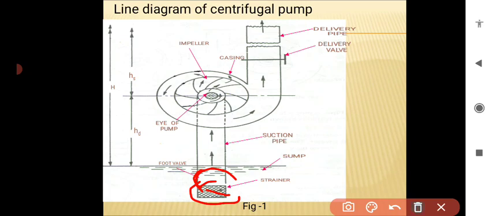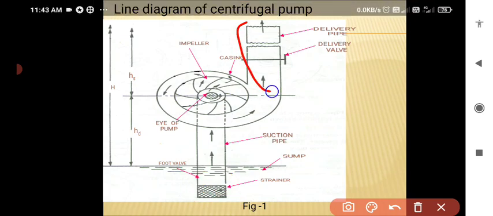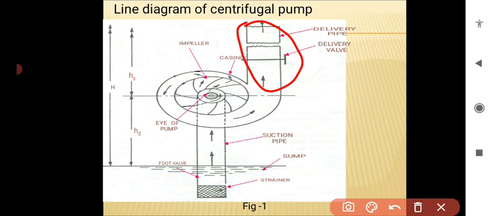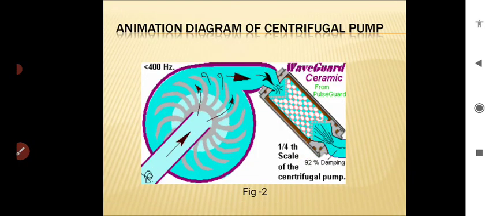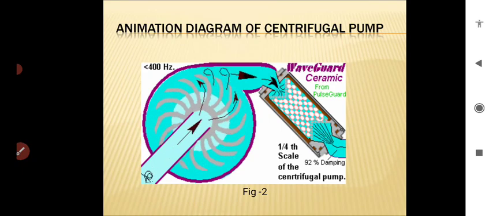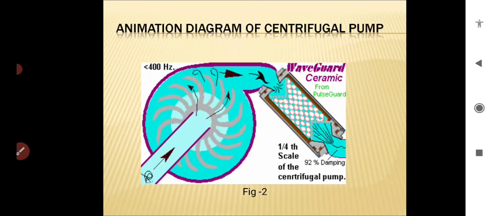And coming to the delivery pipe, this is the delivery pipe. It is a pipe with one end connected to the outlet of the pump, and the other end delivers the fluid at the required height. This is about the constructional details of the centrifugal pump. And this is the action animation diagram of the centrifugal pump. Observe how it is working, how the liquid flows to a higher level.